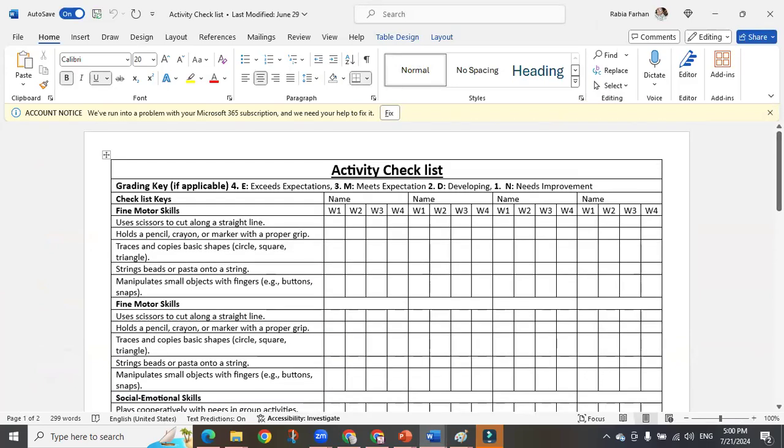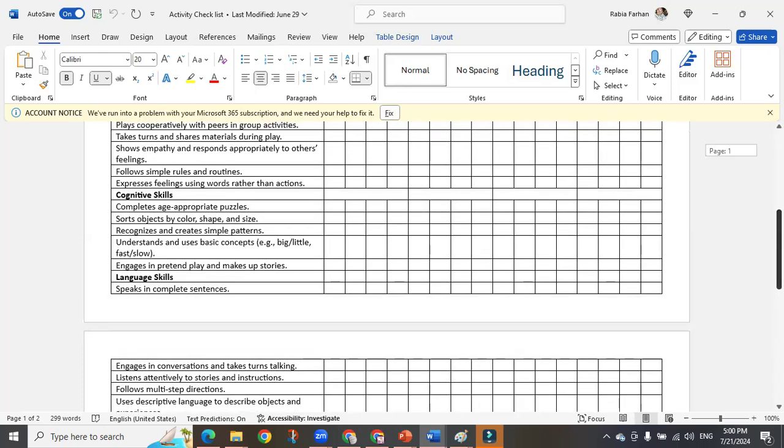Okay, the activity checklist should look like this. As I told you, this is the grading key, or these are the scores you can give to your children, either with numbers 1, 2, 3, 4, or with E, M, D, N. E means exceeds expectations, M means meets expectations, D is developing, and N means needs improvement. You can either give them a score or the grading key. These are the things you are going to include in your activity checklist.